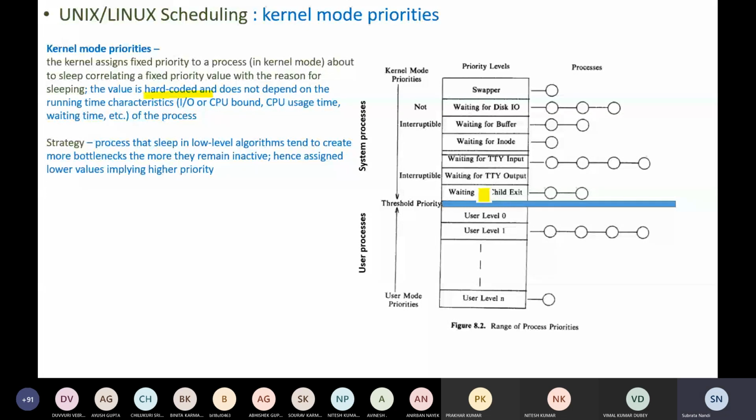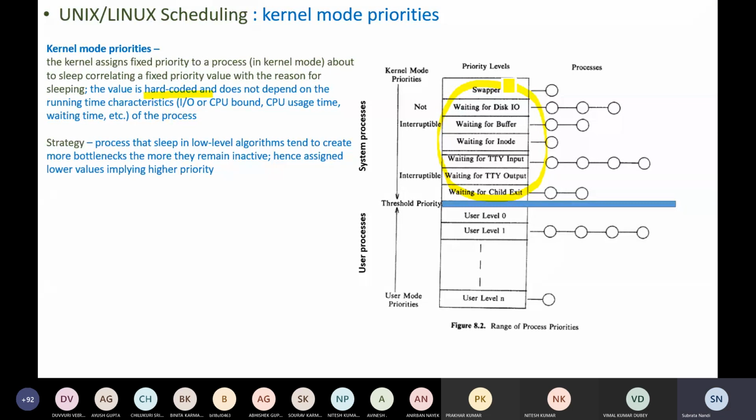So what I mean to say is, a user process, if it is in the kernel running mode, might sleep or might be suspended because of several reasons, and based on the reason for its suspension, its priority will be decided by the operating system.